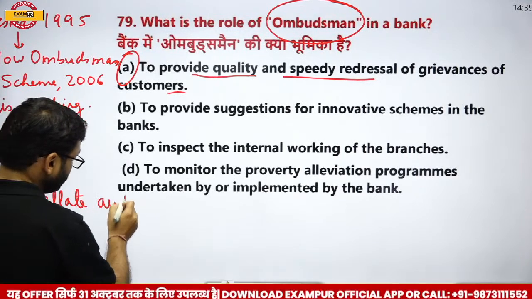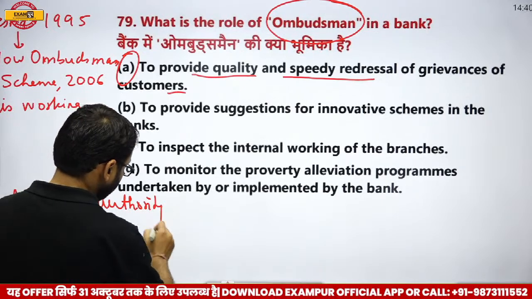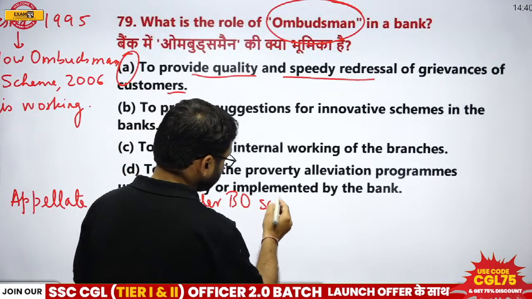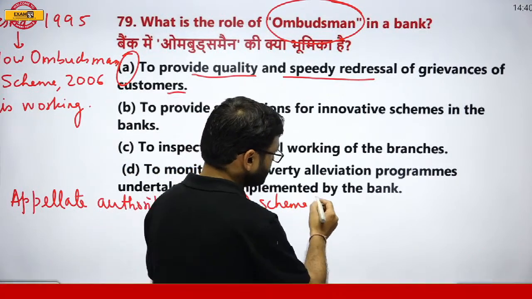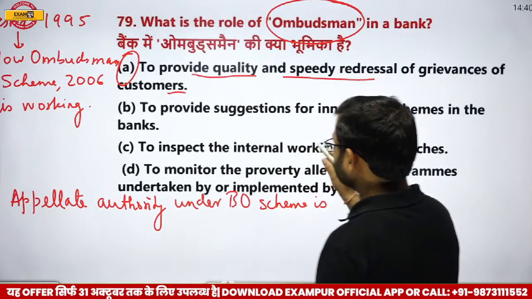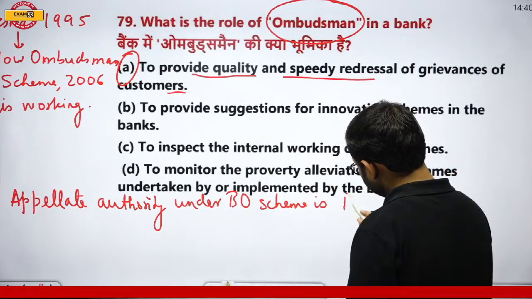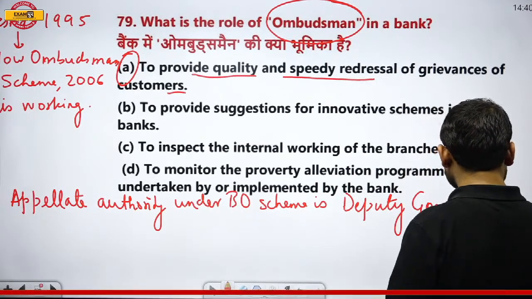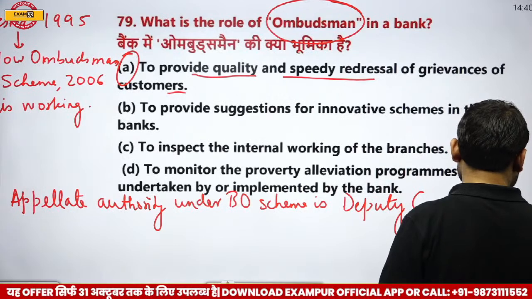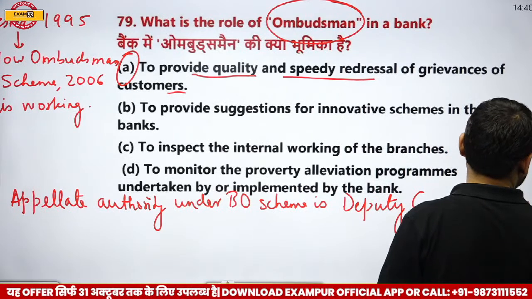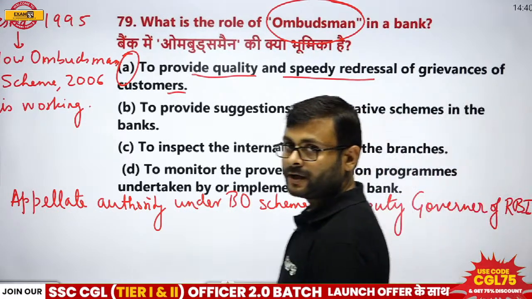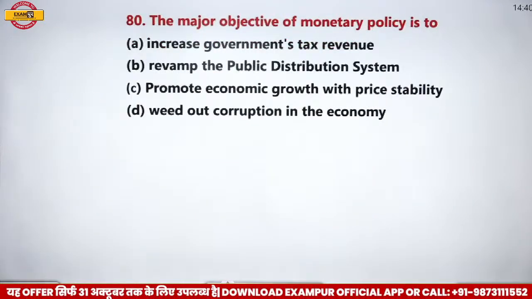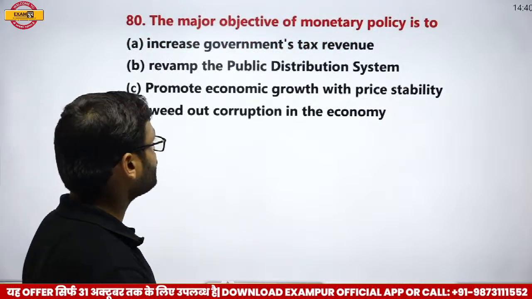The appellate authority under the Banking Ombudsman Scheme is the Deputy Governor of the Reserve Bank of India. You should remember this for your examination, because these are the questions that are asked in SSC level examinations. Okay, now come to the next question, question number 80.